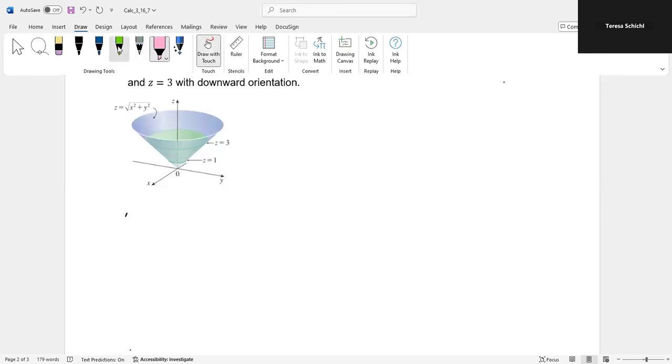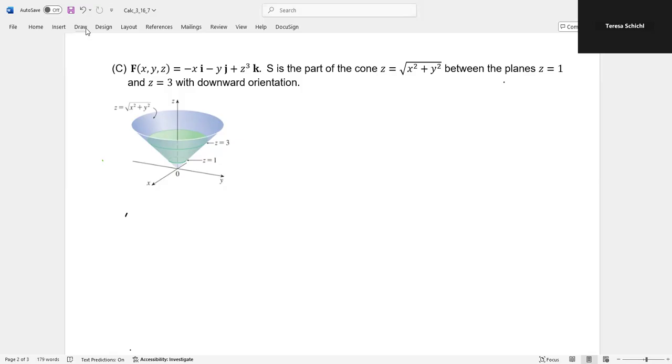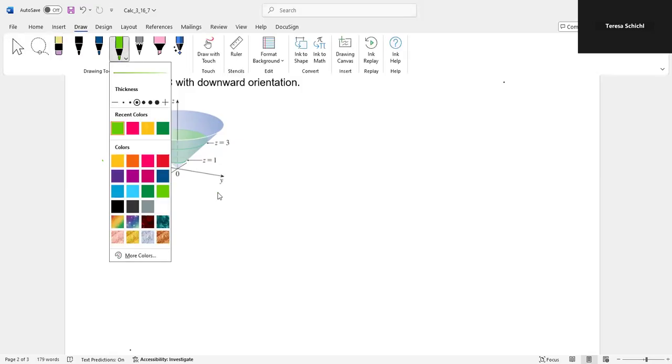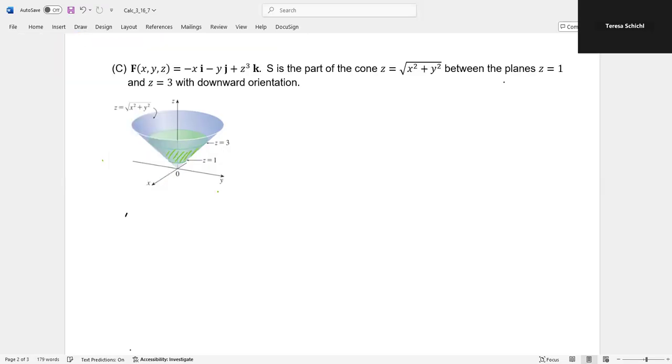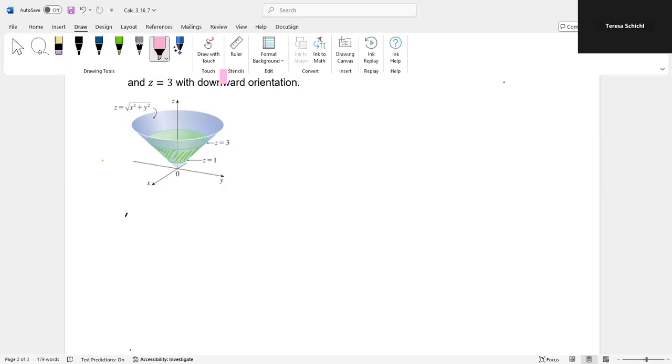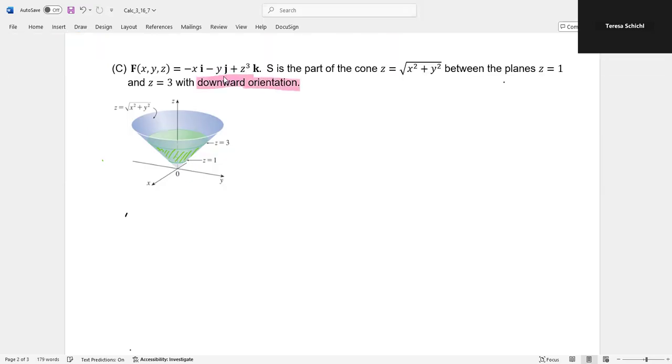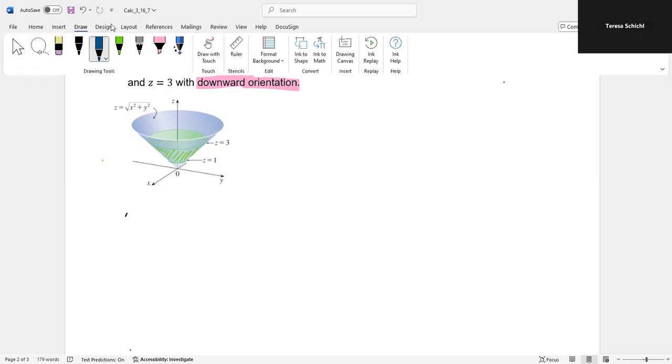So this is the surface, from z equal to 1 to 3. And one thing, we need to be very careful here. They said this surface has a downward orientation. That means this is a negative orientation. If it's negative orientation, we need to put a negative sign, just like in calculus, where you change the upper bound and the lower bound.